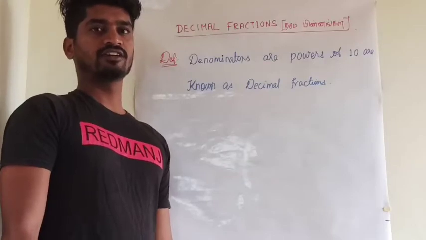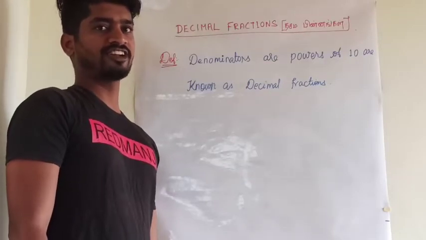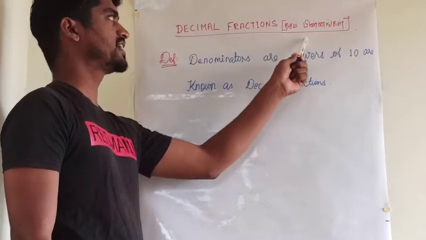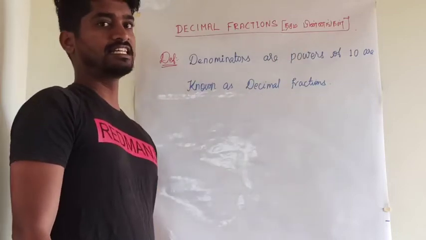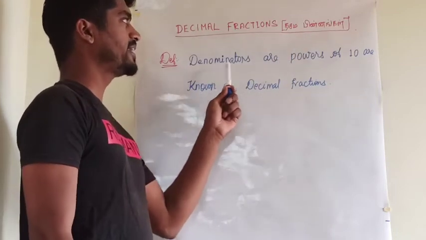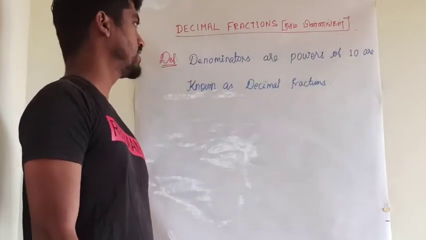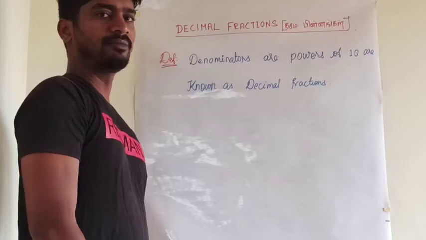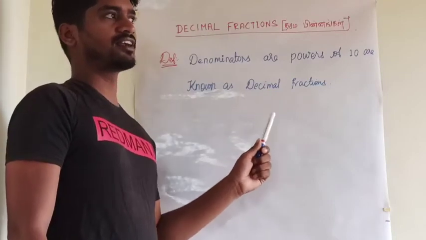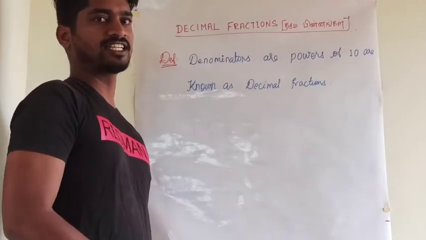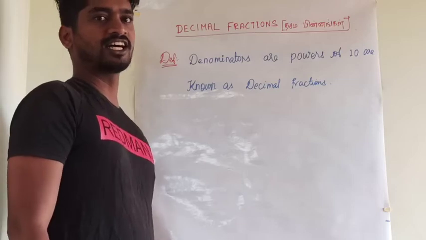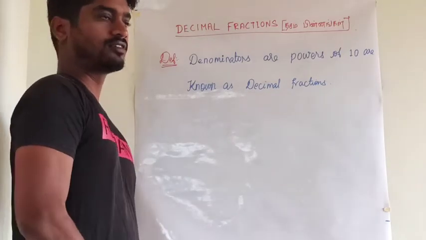Hi everyone. Today we are going to see the topic, decimal fractions. In Tamil, Dasama Bhinnangal. The definition of a decimal fraction is: fractions whose denominators are powers of 10 are known as decimal fractions. When we divide by 10, the value we get is called a decimal fraction. We denote a decimal fraction with a point.